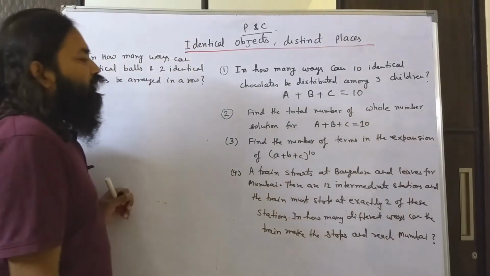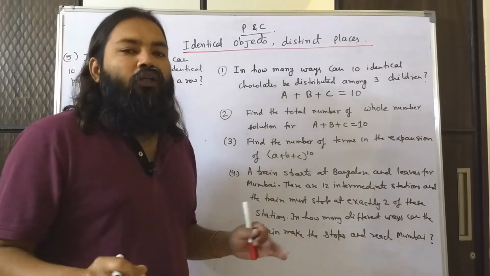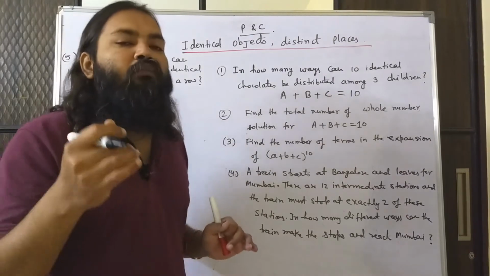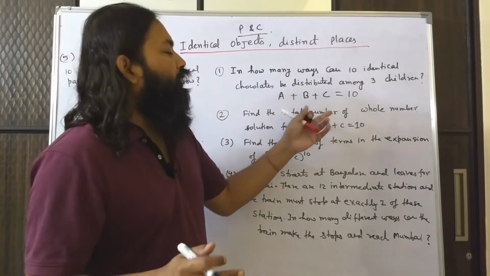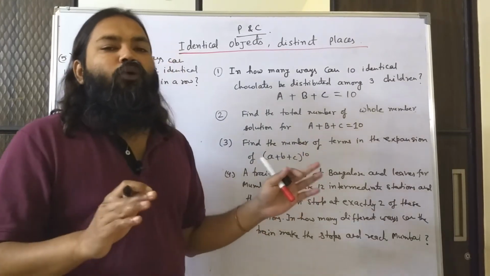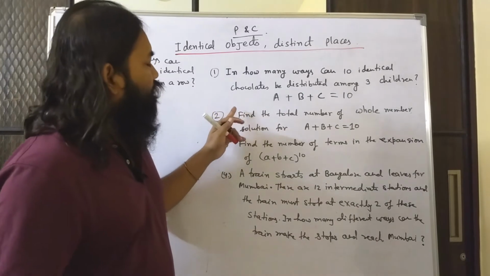And no condition has been given. So it is not necessary that they have to get 1 chocolate or 2 chocolates. So anyone can get any number of chocolates. So someone can get 0, someone can get 10 or 5, 5, 0 or 4, 3, 3, anything is okay, right? So this is the first question.